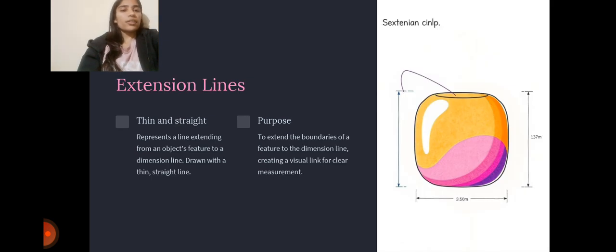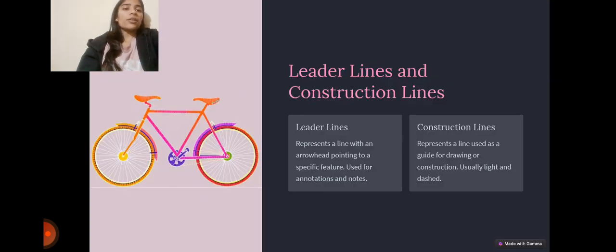Okay, now extension lines. It is a very thin and straight line, representing a line extending from an object's features to the dimension line. The purpose is to extend the boundaries of a feature to the dimension line, creating a visual link for clear measurement.